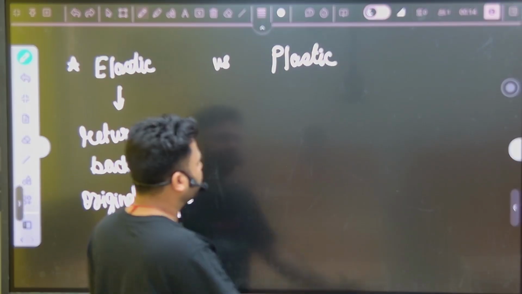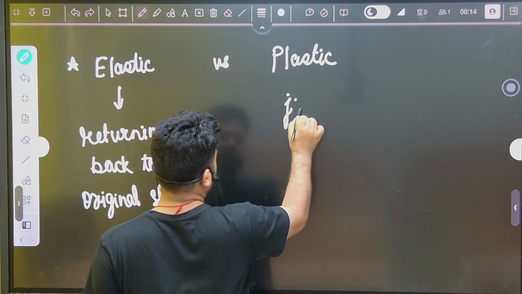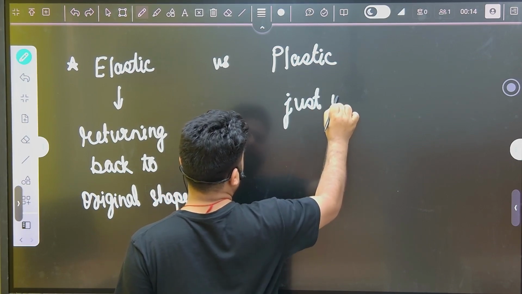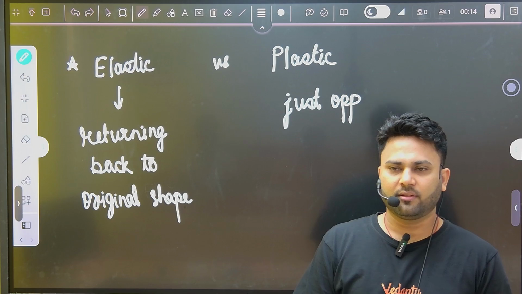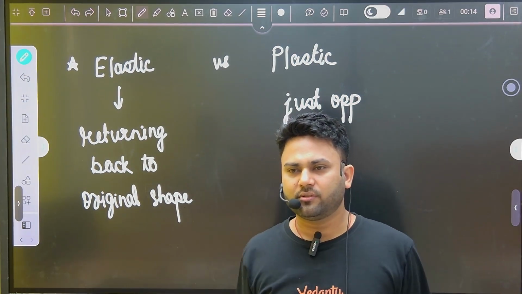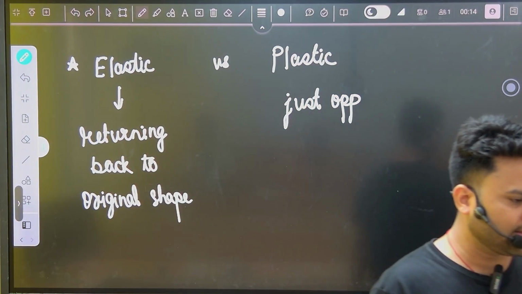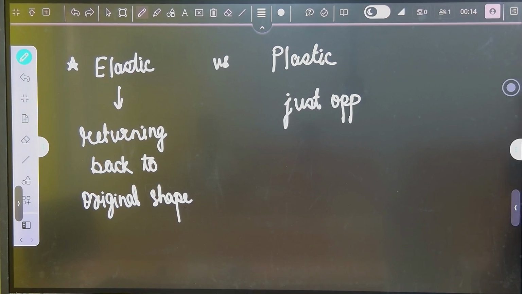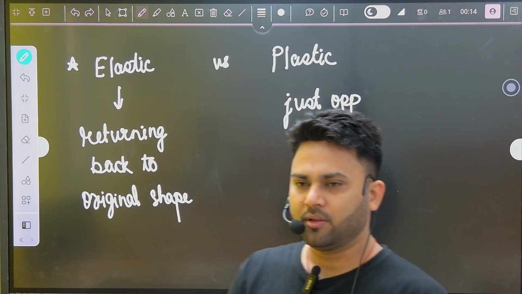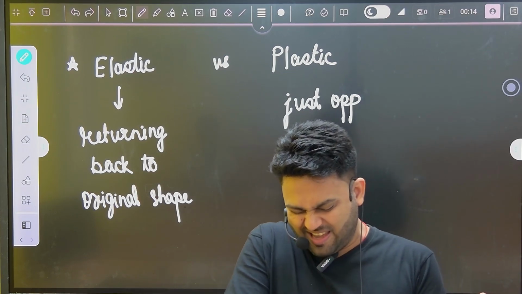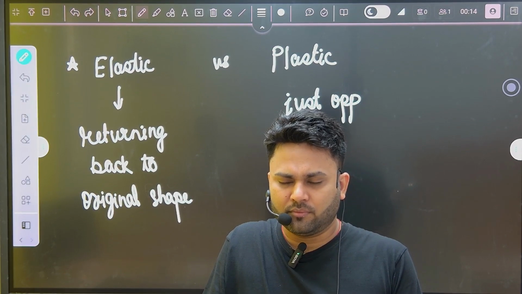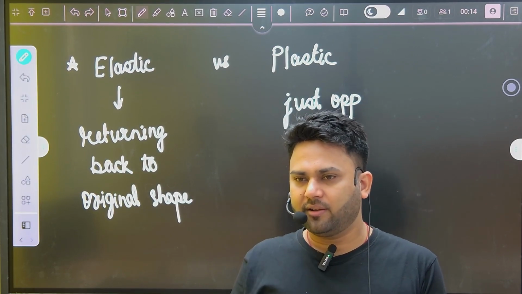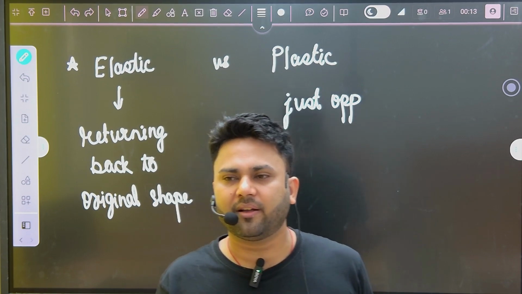Plastic is just the opposite. When it does not return back, it is called plastic, meaning you applied some force. Think like this. This is a bottle. With the help of any machine, I apply some force. Its length will increase. Now if I release, will it go back? No, it is not going to go back.